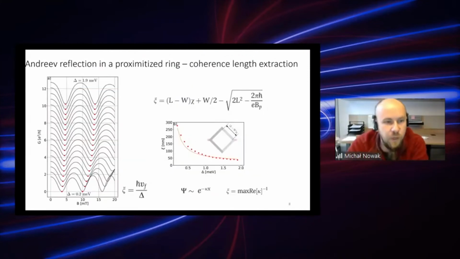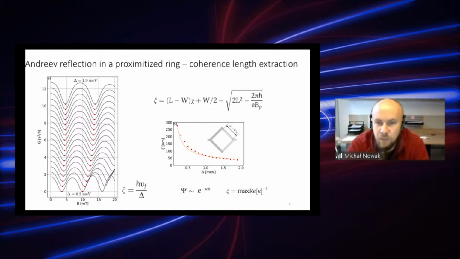Now, if we look at the conductance versus the magnetic field for varied magnitude of the induced gap, we see that as the induced gap decreases, the Aharonov-Bohm period also decreases. And this is actually something that we would expect, because decreasing the superconducting or the induced gap increases the coherence length, and by that increases the length along which the phase is accumulated, and by that decreases the Aharonov-Bohm oscillation period.